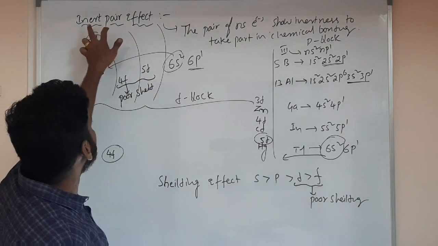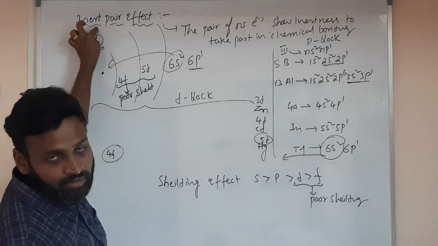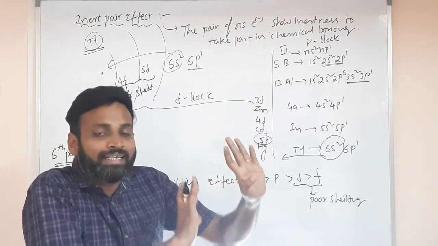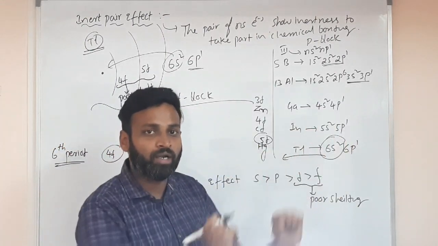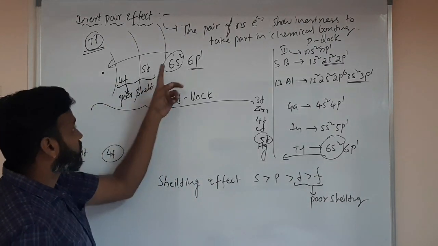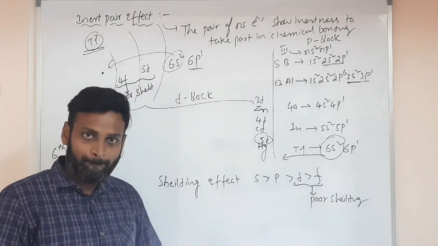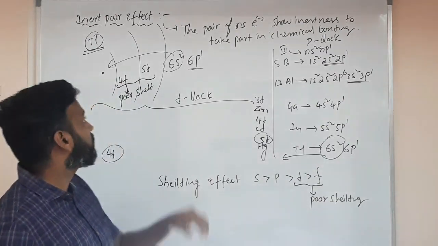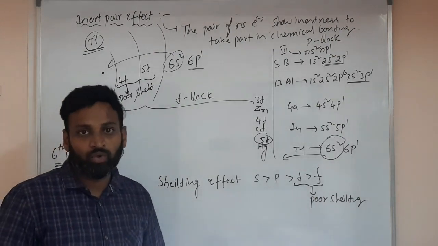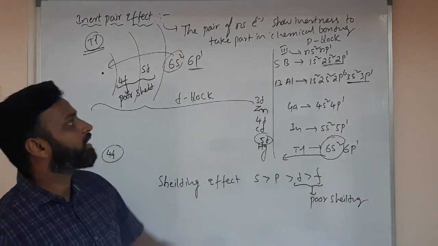In that name only, you have inert pair, meaning a pair of electrons showing inertness to take part in bonding. Inertness means dislike. They are not interested to take part in bonding. Why are they not interested? Because those pair of electrons are attracted towards the nucleus. Understood clearly? So what is the inert pair effect? The outer ns electrons show inertness or dislike to take part in chemical bonding, which is called the inert pair effect.